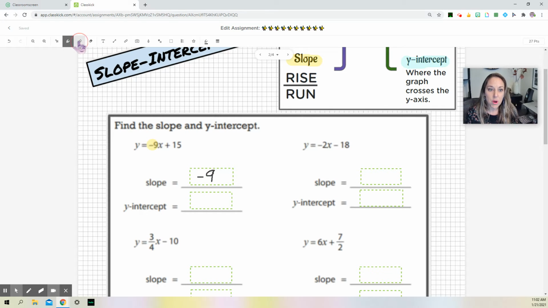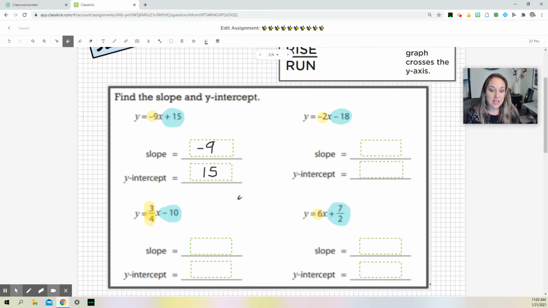On all of these problems, we're going to be able to find the slope right in front of the x. It's the number right in front of the x. All you do is replace or write that number in for the slope. And the y-intercept is this number here. It's the second number. All of these numbers include the sign. If it's a negative, you must write the negative. For example, this one would be a positive 15, and this one here would be a negative 10.